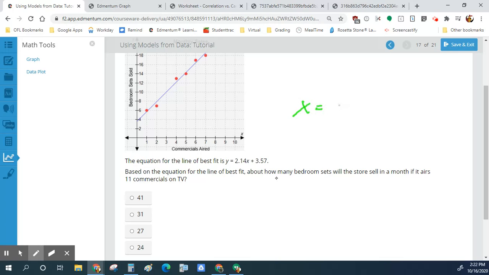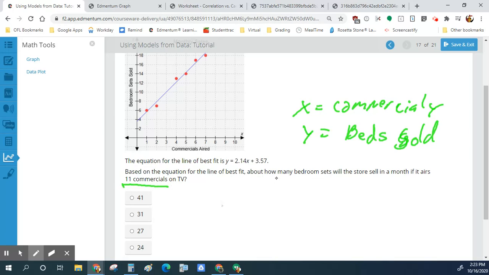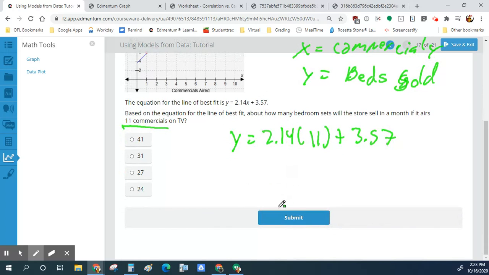So X equals commercials and Y equals beds sold. If we're talking about how many commercials, then we're going to say y equals 2.14 times 11 plus 3.57. All right, let's plug this into the calculator.